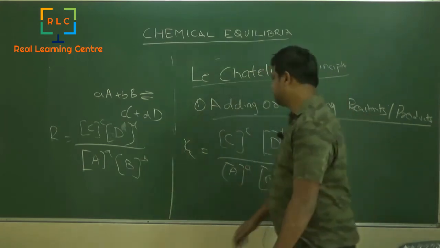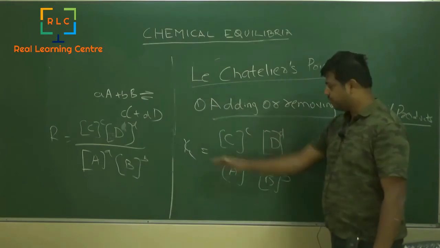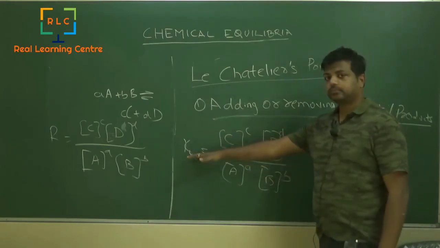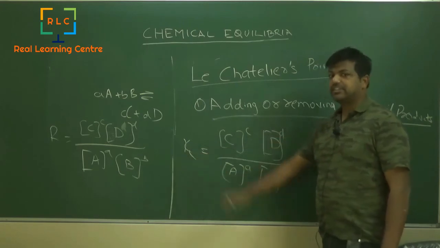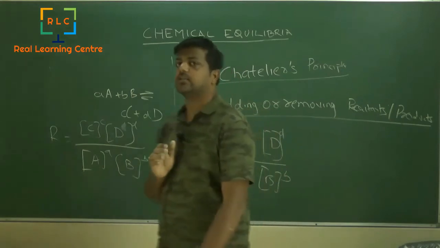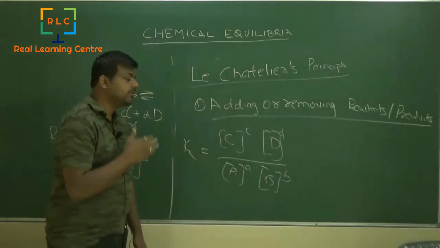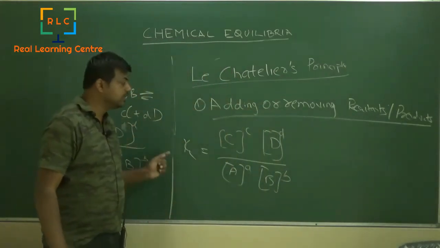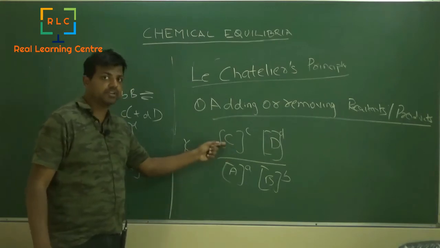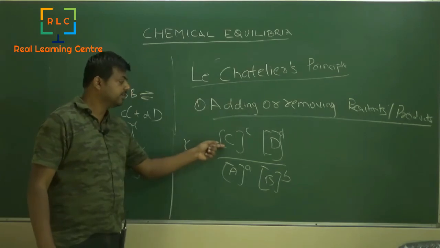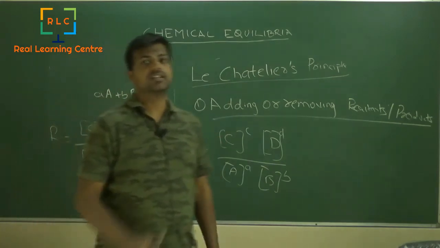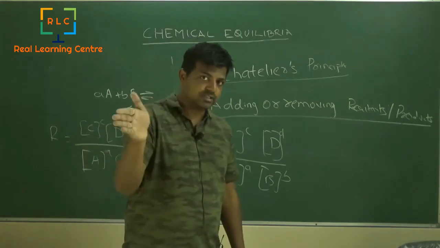Similarly, if you remove product, overall this will reduce. It is the reaction quotient is less than the equilibrium constant. That would mean more of the backward reaction. Remove it, that means I'll need more of it. I want to reach this value, so to have more of this, I need more forward reaction. That means equilibrium will shift to the right.